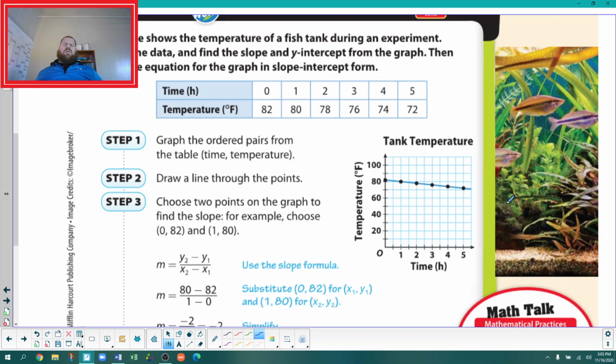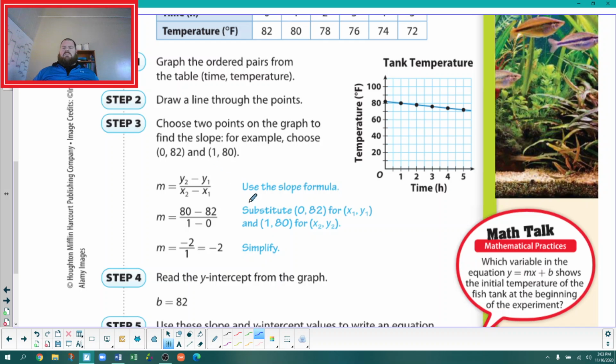So then they choose 2 points. They choose (0, 82) and (1, 80), and they find the slope. And they find the slope to be -2, which means it goes down 2 degrees every hour. And it's always important to think about, all right, I found that slope. What does that mean? What does that mean as a unit rate? Because that's really what it is.